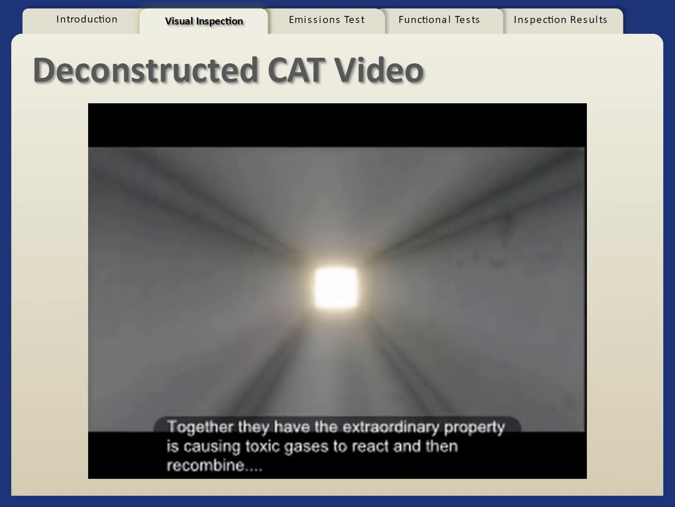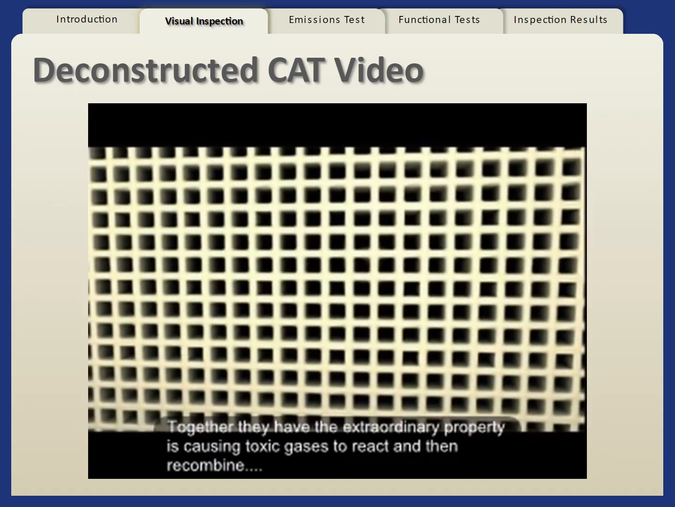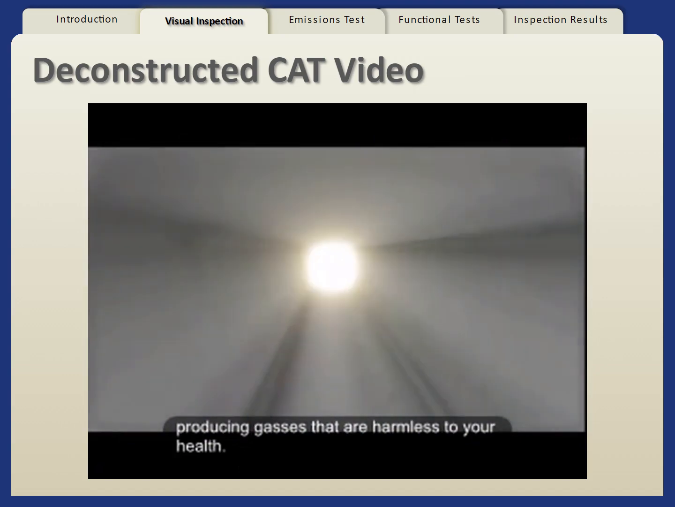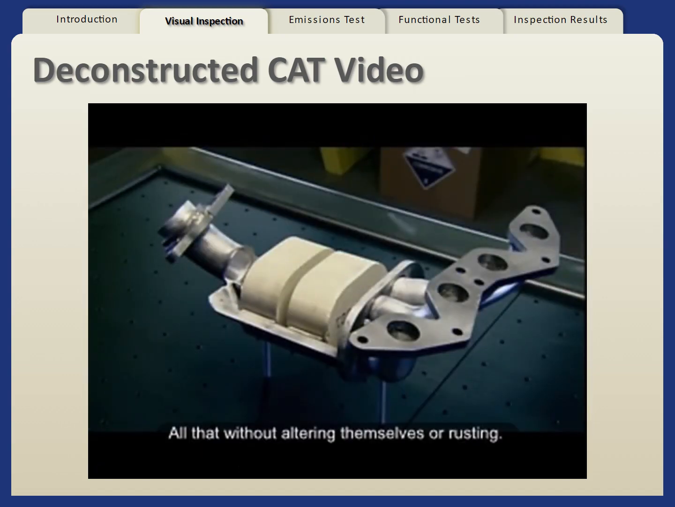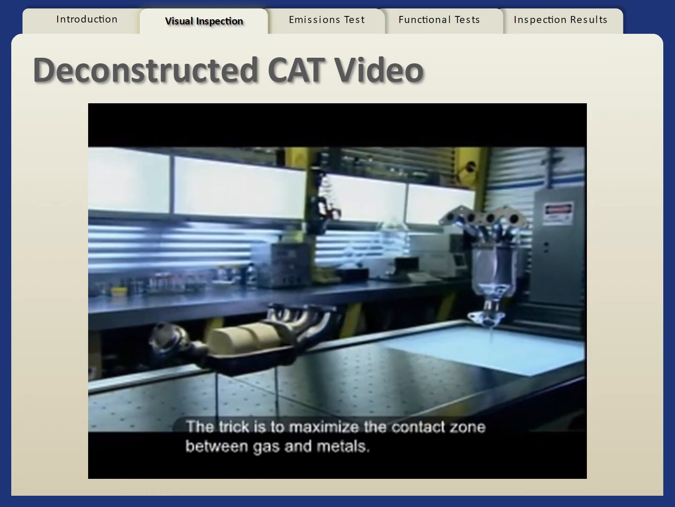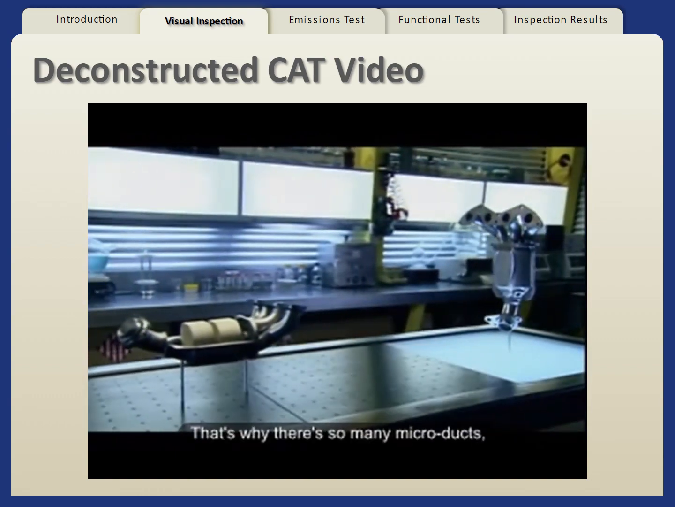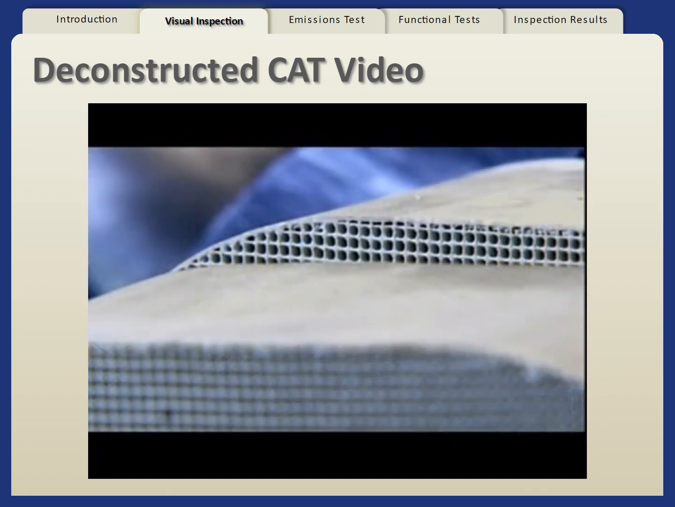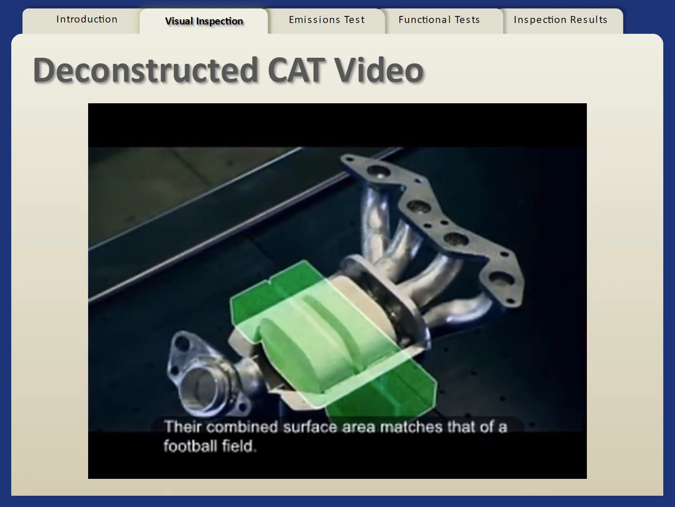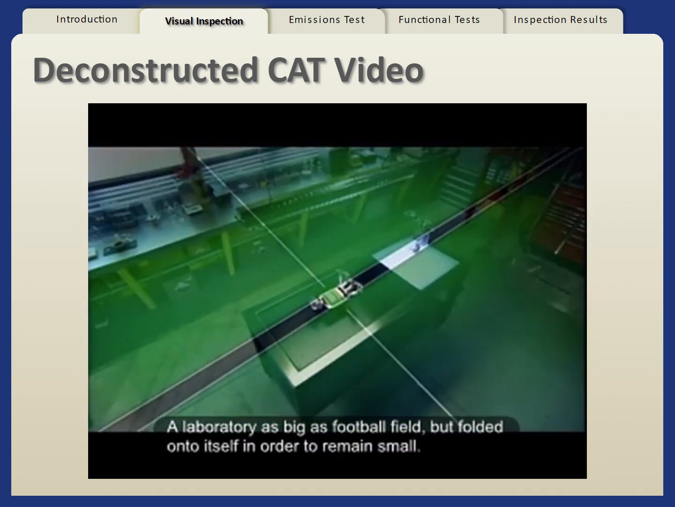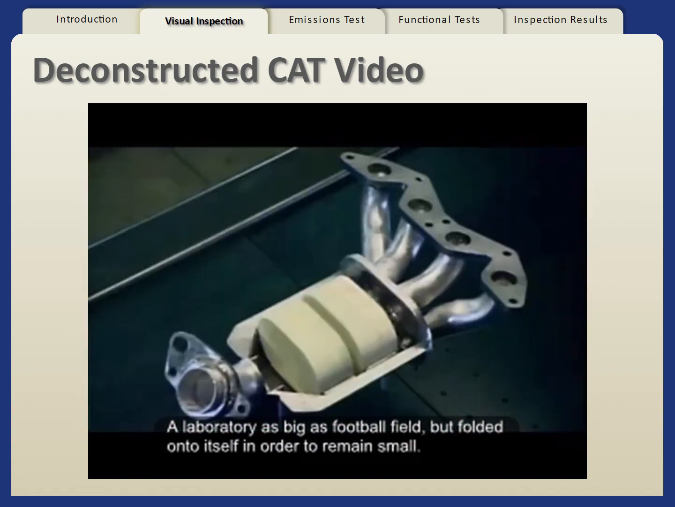Together, they have the extraordinary property of causing toxic gases to react and then recombine, producing gases that are harmless to your health. All that without altering themselves or rusting. Precious. The trick is to maximize the contact zone between gas and metals. That's why there are so many microducts, almost 400 per square inch. Their combined surface area matches that of a football field. A laboratory as big as a football field, but folded onto itself in order to remain small.